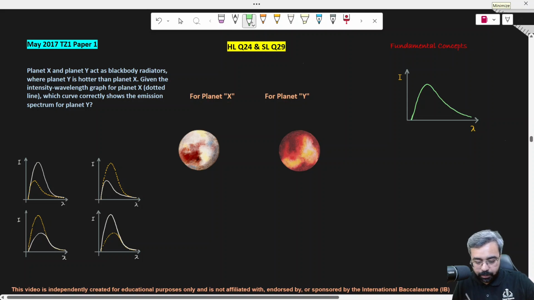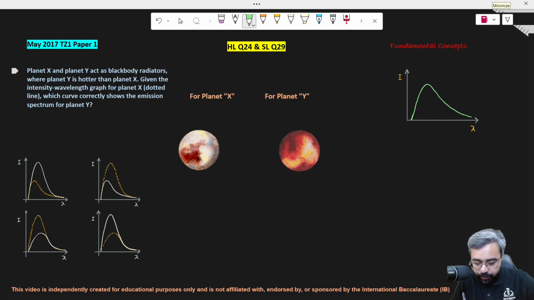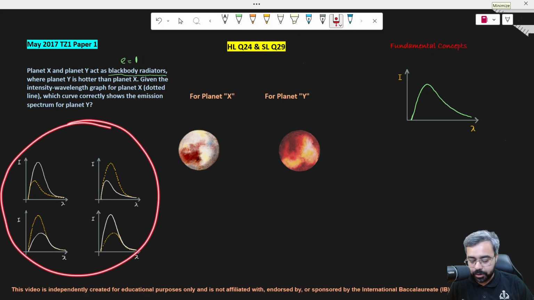The question says that planet X is less hot, and by the way, both are black body radiators. Black body radiators means their emissivity is one, and it means that all the energy these two absorb, they radiate all of it. This is what black body radiation means. So both of these planets are emitting, radiating all of their energy in the form of radiation, and we are given the intensity and wavelength curves in these options.